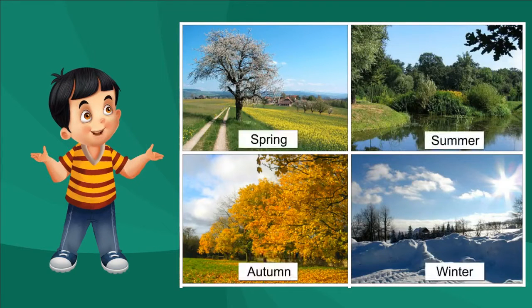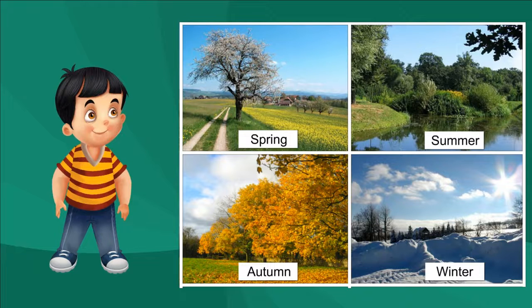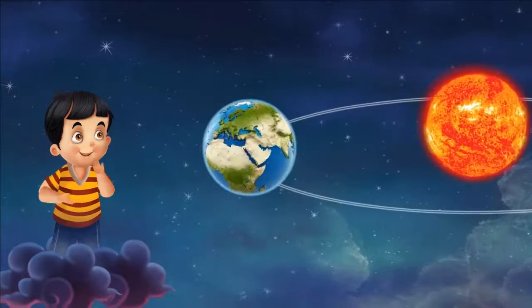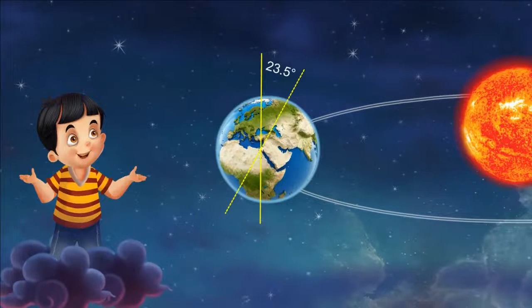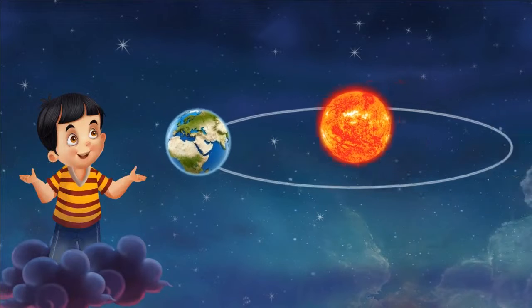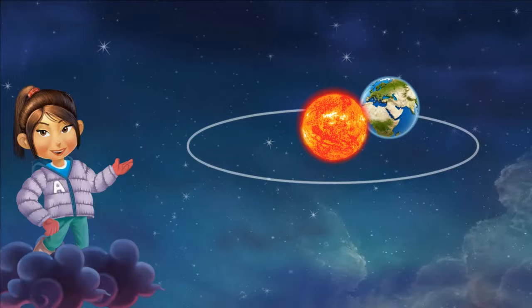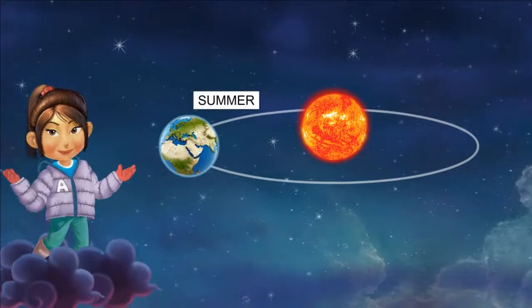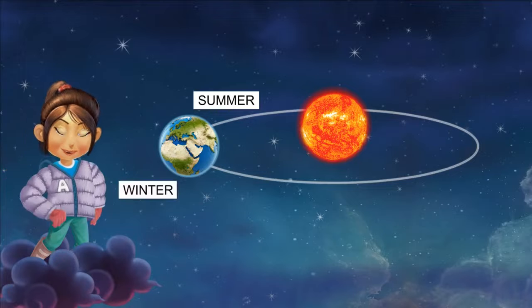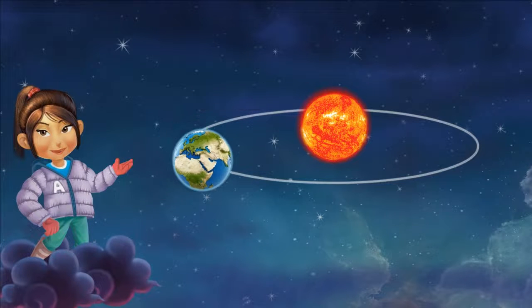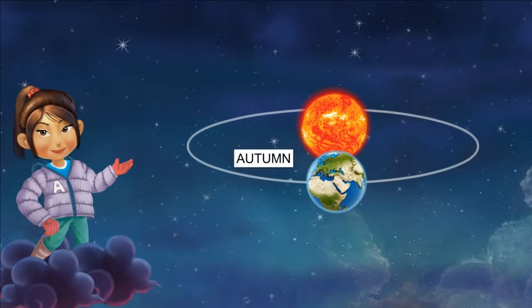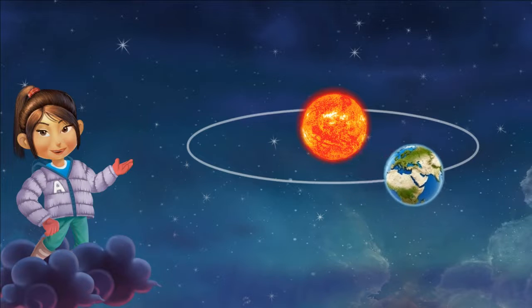Now I understand. The northern and southern hemispheres experience different seasons at the same time of the year. This change in seasons is caused by the tilting of the earth on its axis and the revolution of the earth around the sun. When the northern hemisphere experiences summer, the southern hemisphere experiences winter and vice versa. Similarly, when the northern hemisphere experiences autumn, the southern hemisphere experiences spring and vice versa.